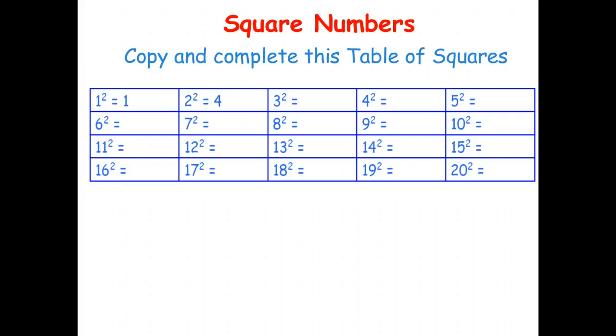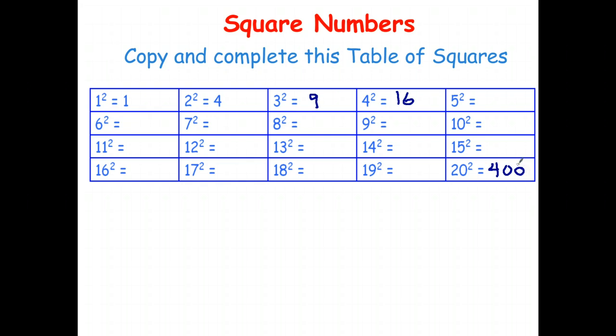So square numbers. 1 squared just means 1 times 1, and that just equals 1. 2 squared is 2 times 2, or 4. 3 squared is 3 times 3, or 9. 4 squared is 4 times 4, or 16, and so on. And in this table, we go all the way up to 20 squared, which is 20 times 20, or 400.